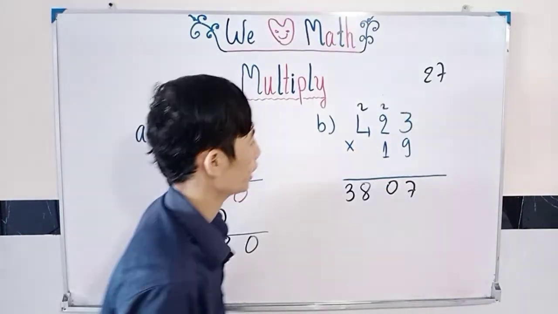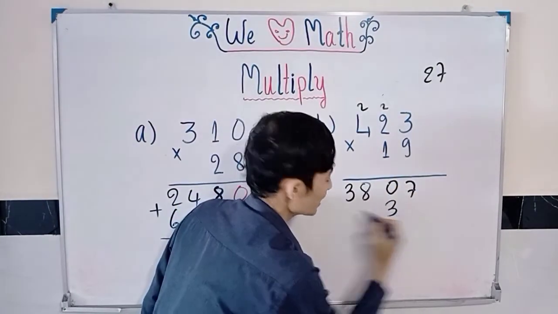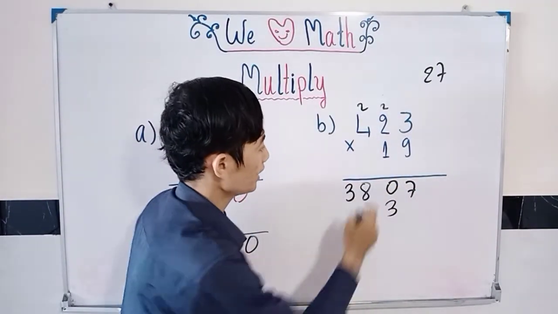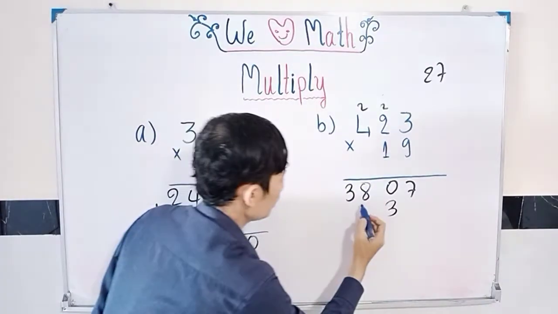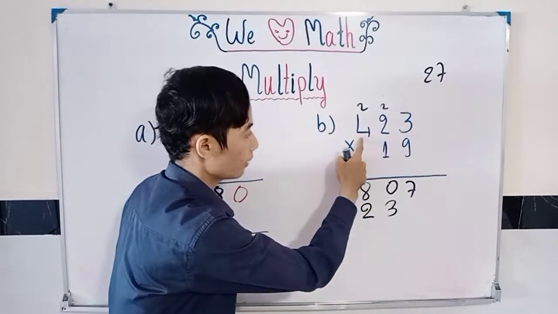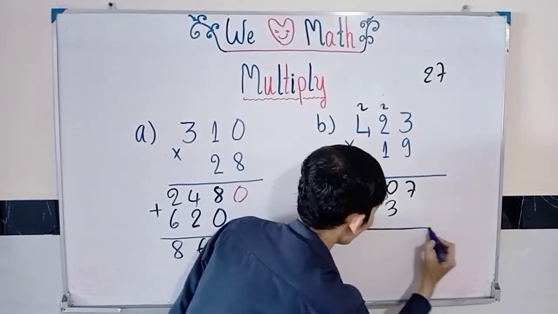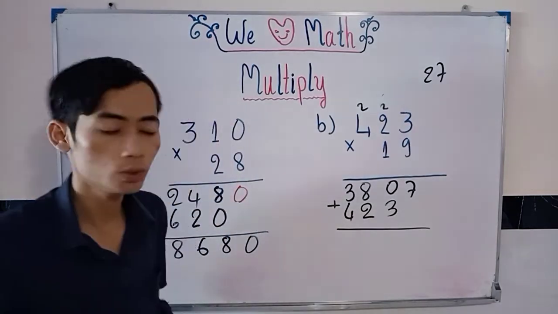Then we can take 423 times 1. Let's do it. 1 times 3 equals 3, right? And 1 times 2 equals 2. And the last one, 1 times 4 equals 4, right? And then we can add them together.